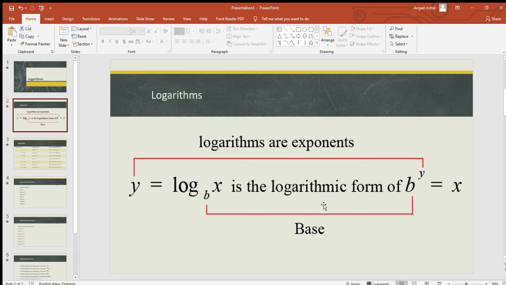For example, if there is an exponent b to the power y is equal to x, and you want to write that in logarithmic form, you will write it as the log of x, where x is the product, to the base b, which is the base, is equal to y, which is the value of the power. So this is how you convert an exponential form into a logarithmic form.